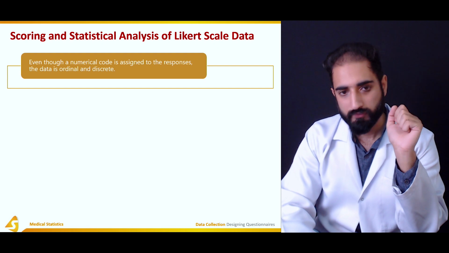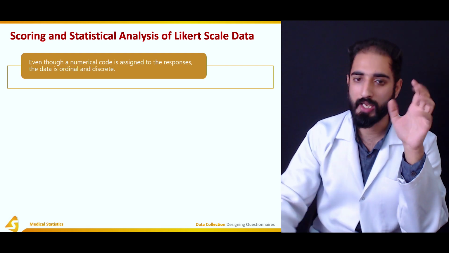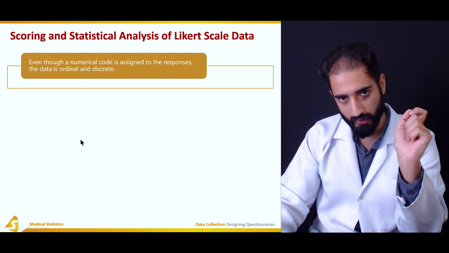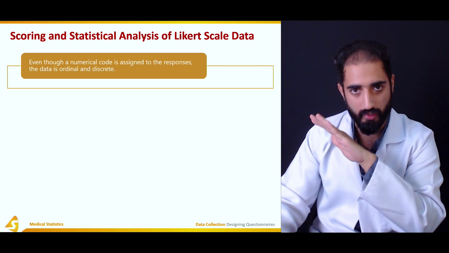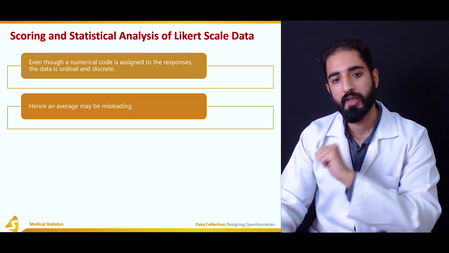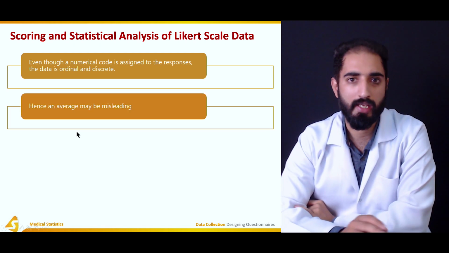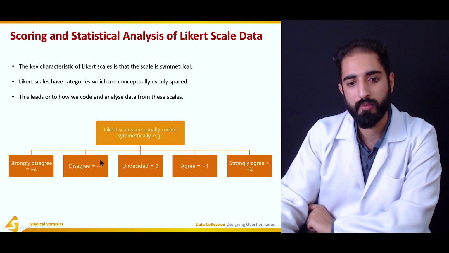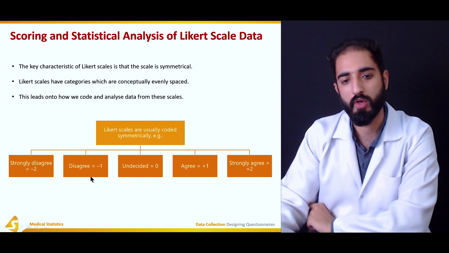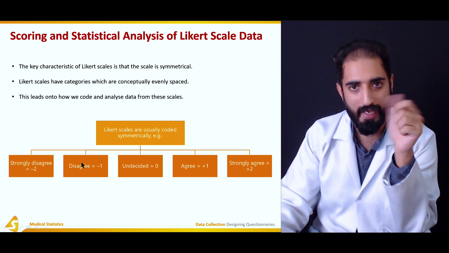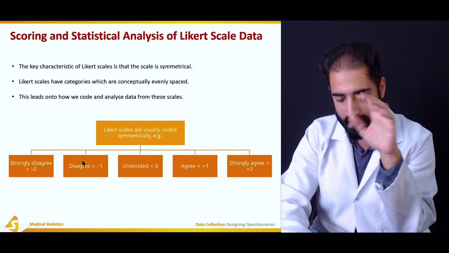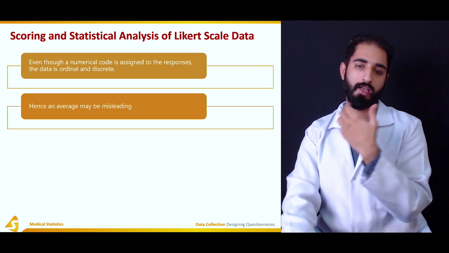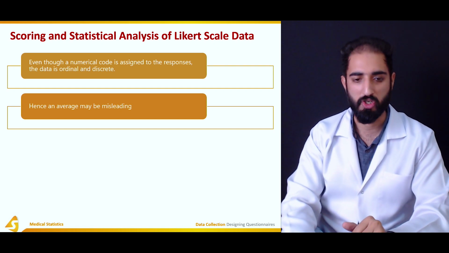But sometimes, even though a numerical code is assigned to the responses, we need to understand that the data is ordinal because it has an order and it is discrete, not continuous. Hence, an average may be misleading. I cannot calculate an average of, say, 1 point minus 1.5. What does that mean? That has no meaning. It is not purposeful. It is not continuous, so you cannot calculate averages or standard deviation, etc.